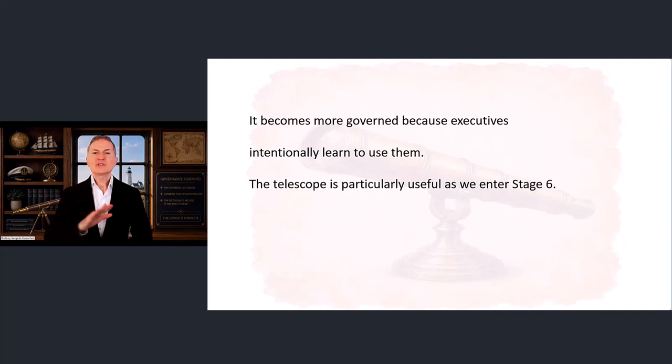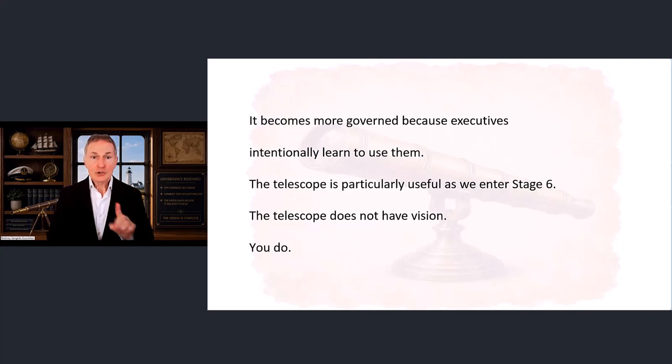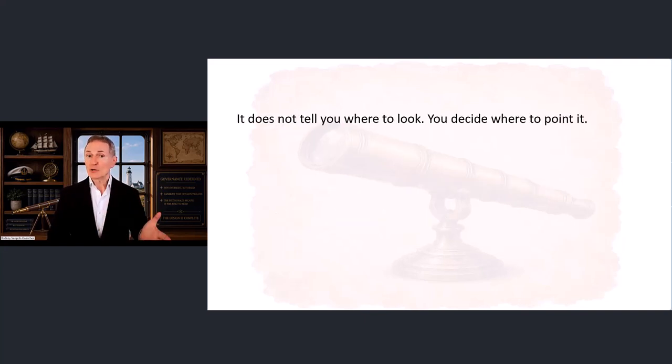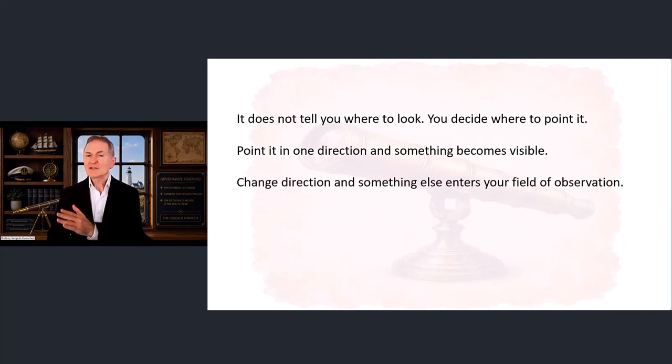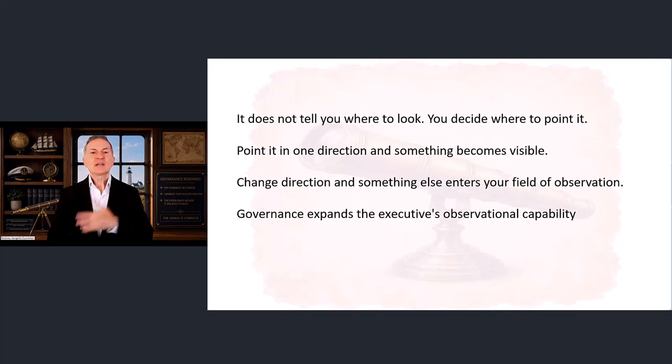The telescope is particularly useful as we enter Stage 6. The telescope does not have vision. You do. It does not tell you where to look. You decide where to point it. Point it in one direction and something becomes visible. Change direction and something else enters your field of observation. Governance expands the executive's observational capability in much the same way.